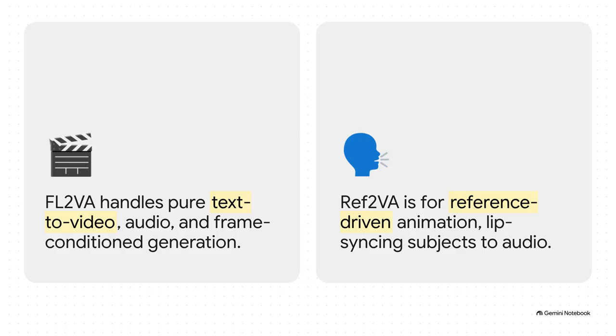Well, MiniMax H3 isn't just one giant file you download. It's actually shipped as 2 separate task partitions that share the same runtime. First up, we've got the FL2VA partition. This one handles your pure text to video and audio, as well as frame condition generation, where you give it a starting or ending image.